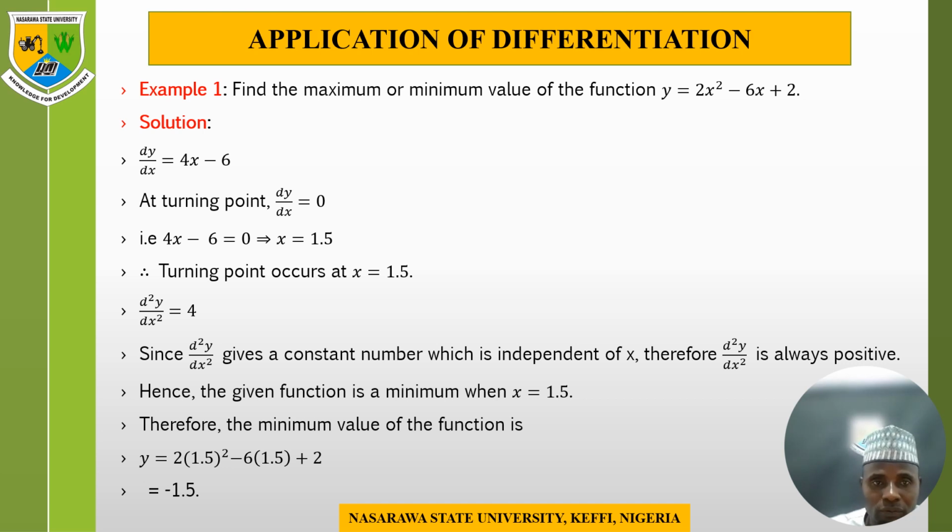So for us to obtain the maximum or the minimum value of that particular function, we differentiate the given function. As you can see where the cursor is touching, dy/dx is now given as 4x minus 6. At the turning point, dy/dx equals 0. So after you differentiate, you equate what you have differentiated to 0 and solve for x.